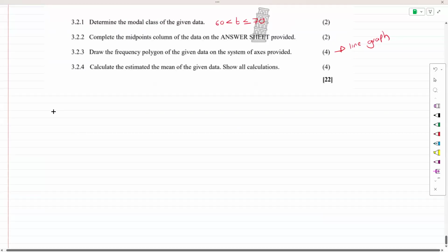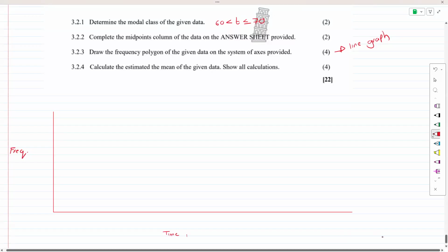I'm using my tablet. But let's see if I can get it. Okay, first step is to label. Frequency is there. And this is time in minutes, right? That's 0.